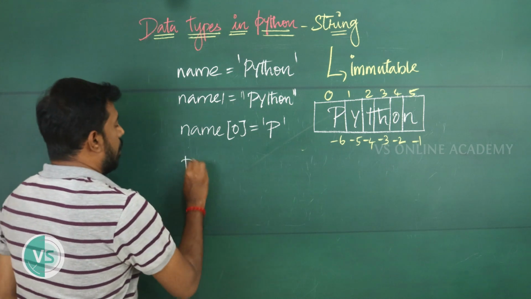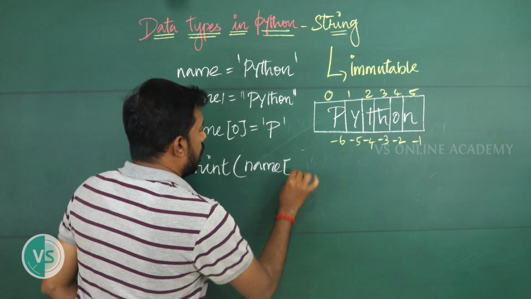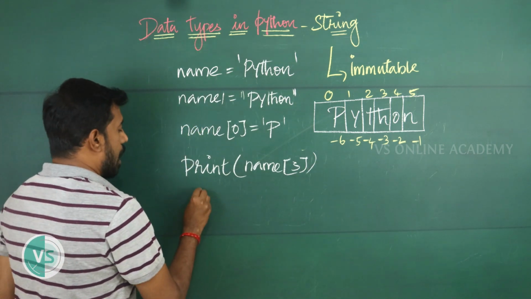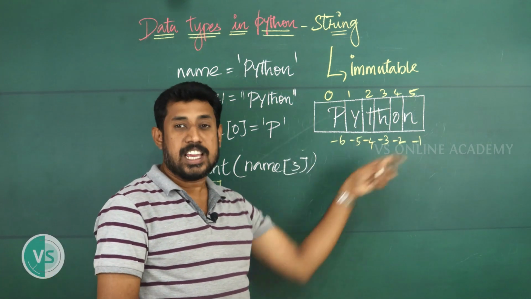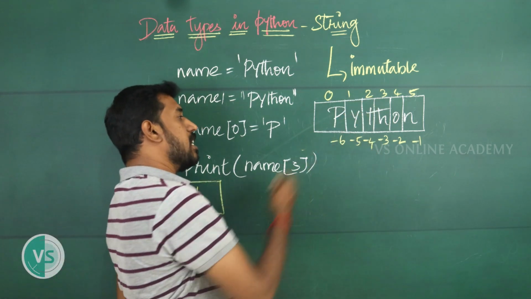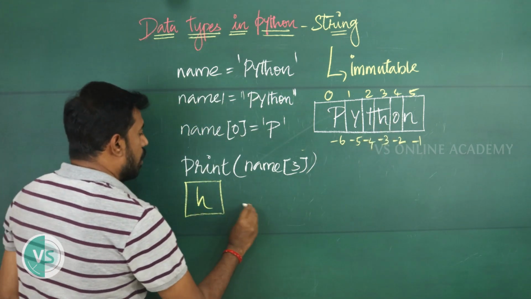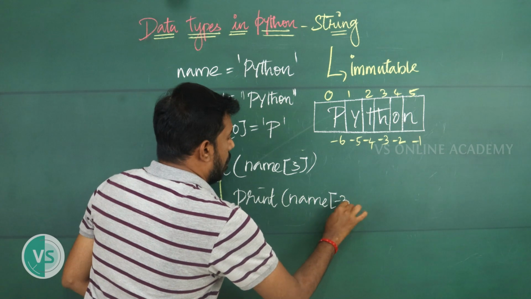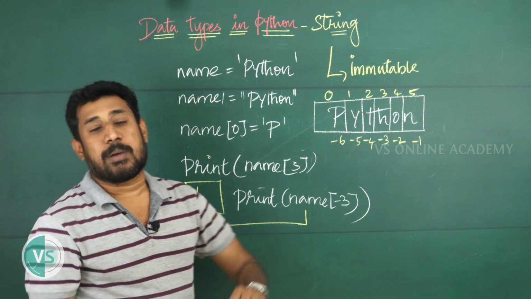For example, print name of 3 will show the output as h. It is possible to access a particular character in the given string by using the index. We can use the negative index also. Similarly, if we want to retrieve the same value with the negative index, we have to give print name of -3, so that the same output will be provided by the Python interpreter.